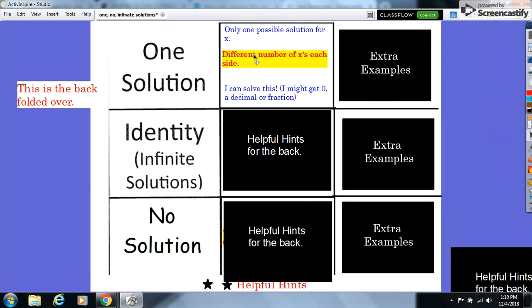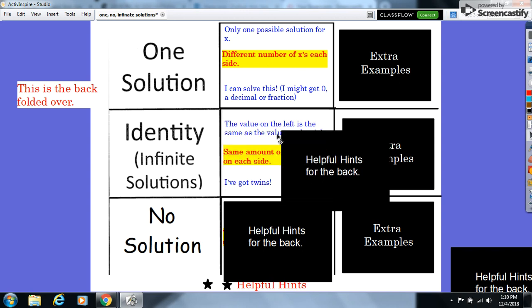For a one solution equation, and you may need to pause this because I'm not gonna wait for people to write. You just pause when you need to. A one solution equation has only one possible solution for x. The secret to notice is there's going to be a different number of x's on each side of the equation. Thing you can think to yourself is, hey, I can solve this. I might get a 0, I might get a decimal, might get a fraction, but it can be solved. That's how you know it has one solution.